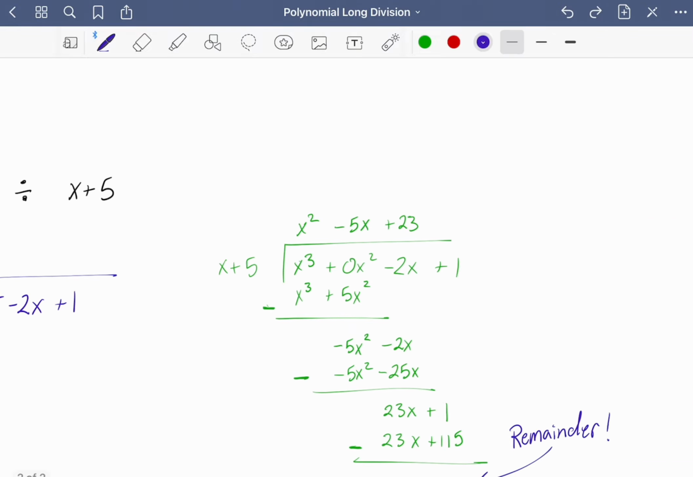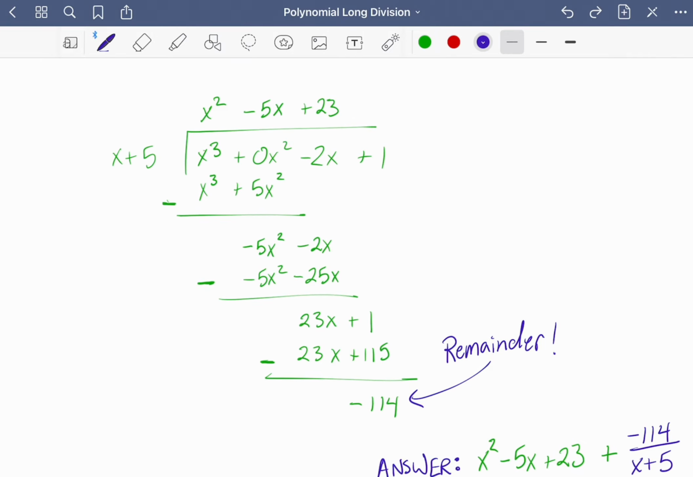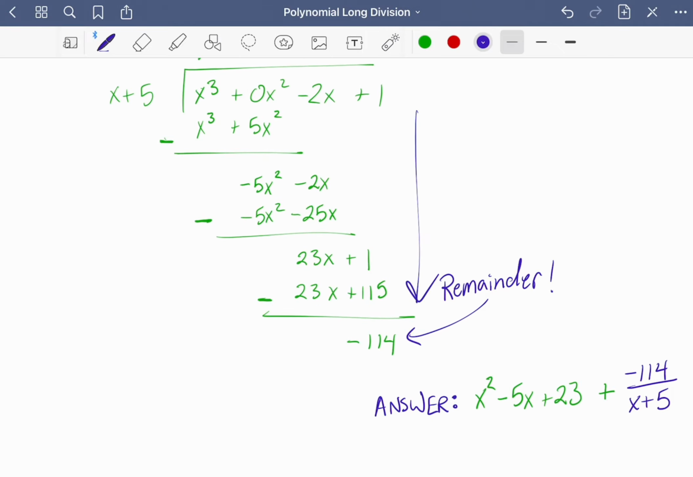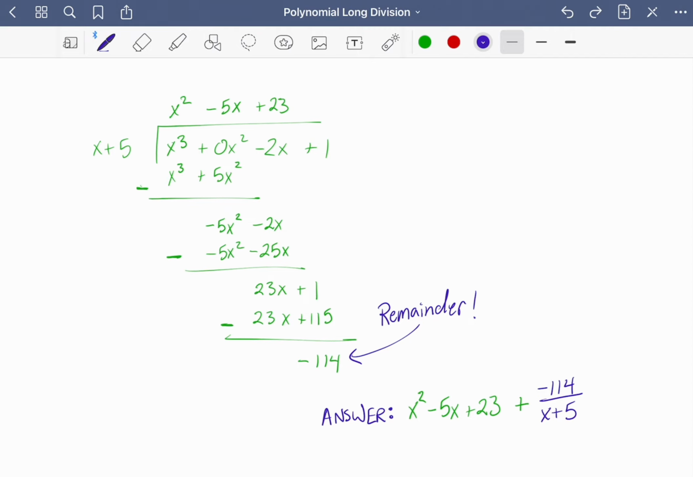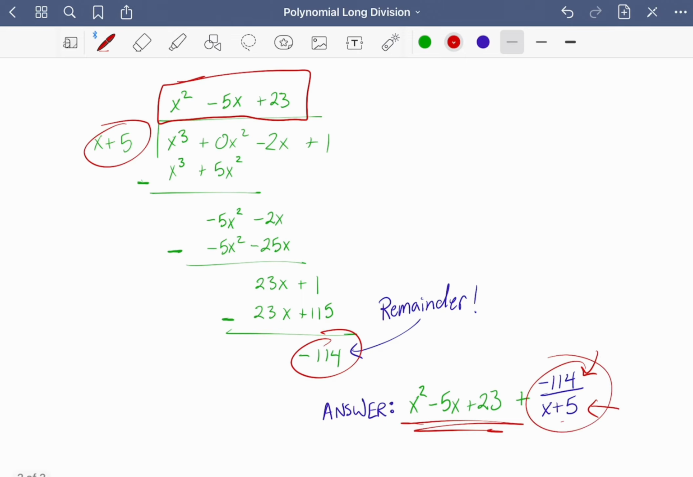The last thing is about remainders. So here's a problem where you have a remainder of some number other than 0, right? So we've gotten to our end. There's nothing more for us to bring down, but rather than subtracting here and getting 0, we got this number of negative 114. Here's how you would write your final answer. Once again, we're taking the stuff that we have up top, that's here, and then you're taking that remainder and putting it over the thing that's on the outside, the thing that we were originally dividing by. So this is how you write your remainder if you have one.